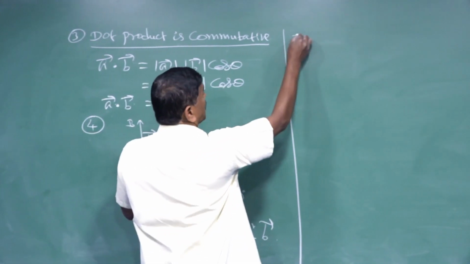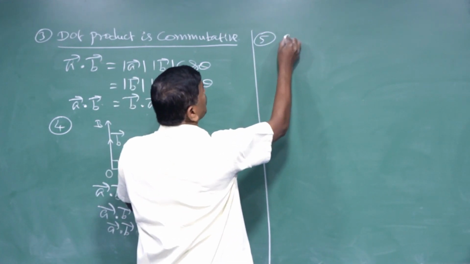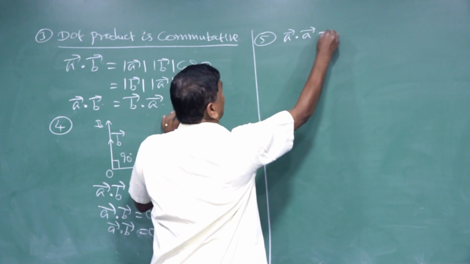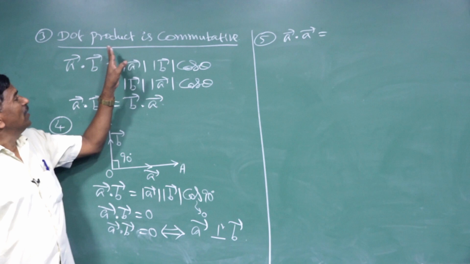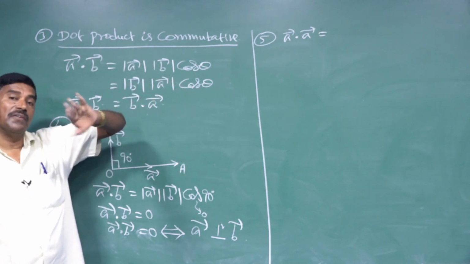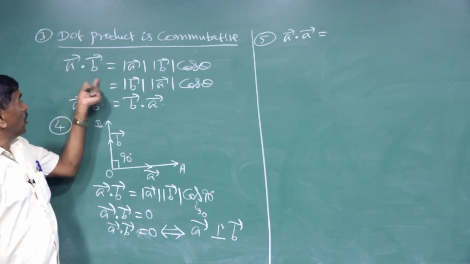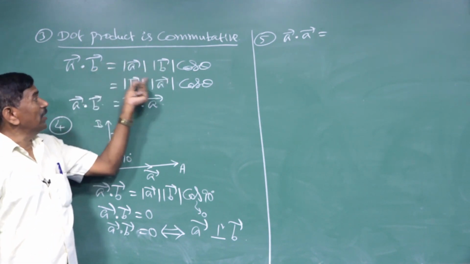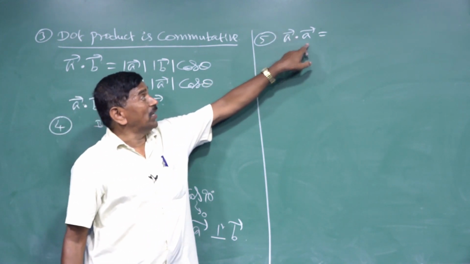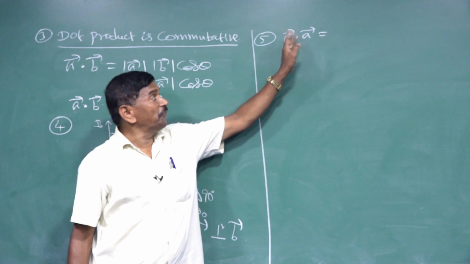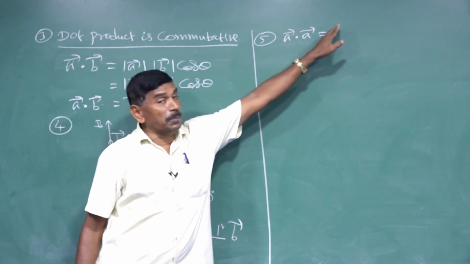Now listen, the fifth topic. Suppose, for example, A vector dot A vector. Again, every time we want to use the definition of dot product. Listen, the definition of dot product is given by modulus A vector into modulus B vector into cos theta. Now A vector dot A vector, here is the dot product of a vector with itself.